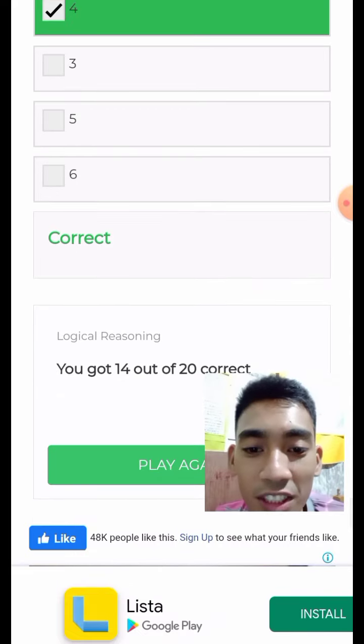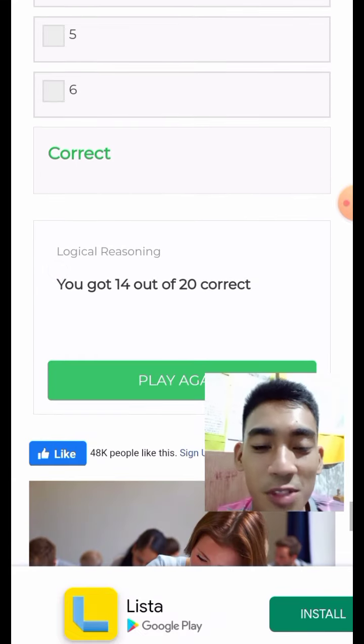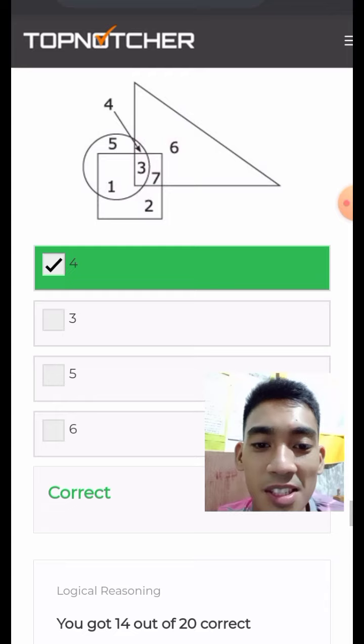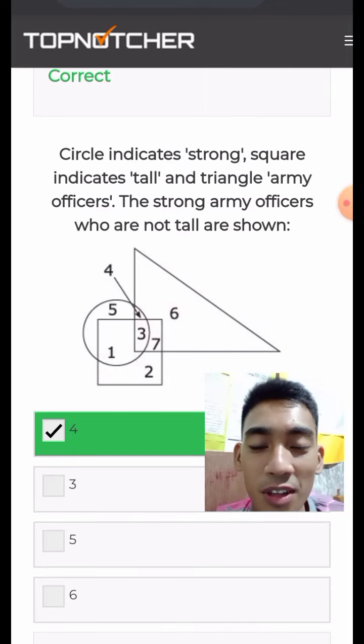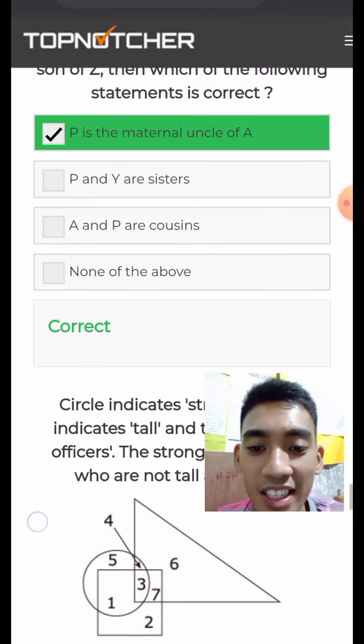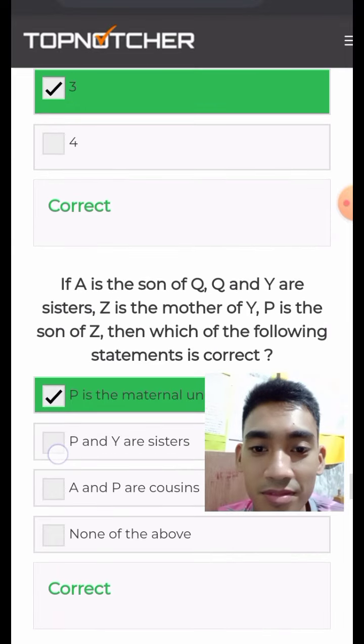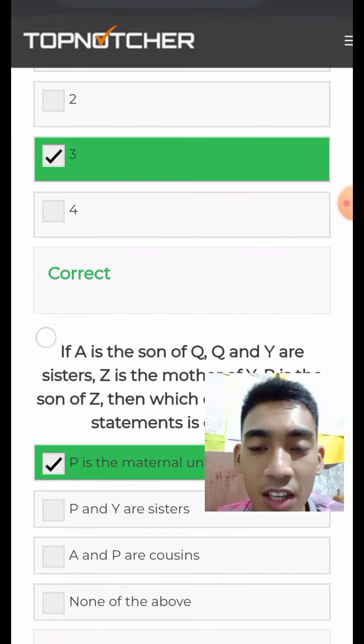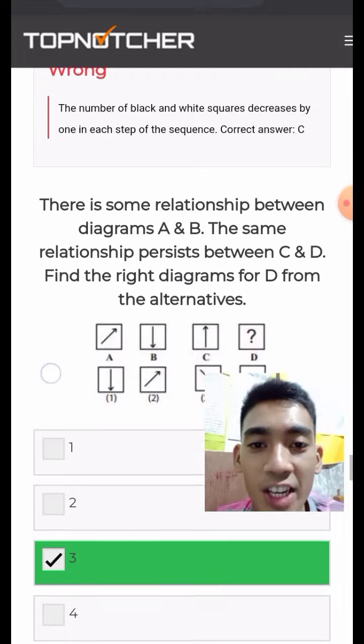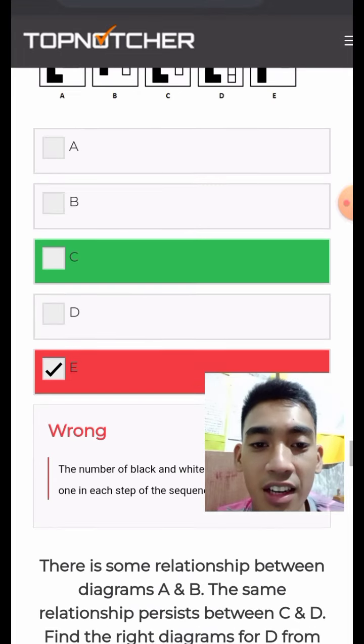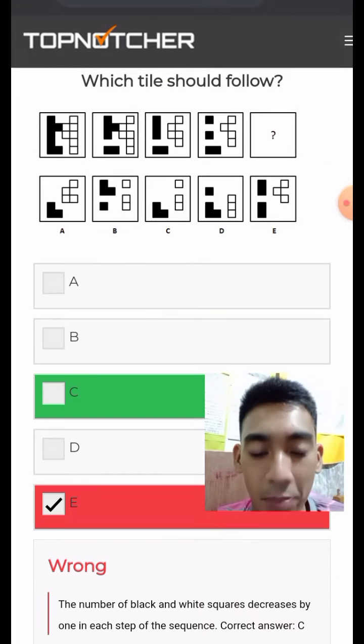So I got 14 out of 20 correct. So this abstract reasoning reviewer is good as part of the preparation for the AFPSAT examination.